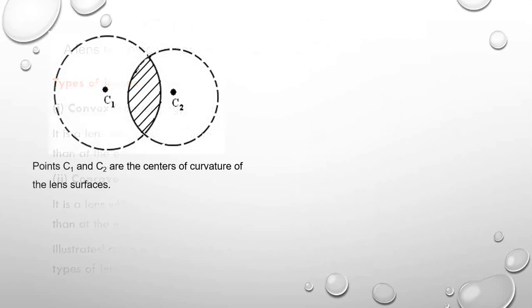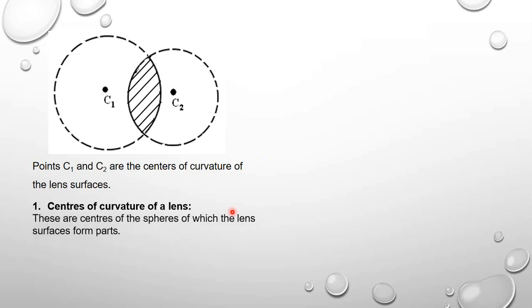Let's look at the terms used. So I have C1 and C2 here. These are the centers of the lens surfaces. Remember, we get the lens from two spherical glasses. So that's how we form this lens. So this is the lens surface, and then this is the lens surface. So these are the centers of the lens surfaces. Let us define the center of curvature of the lens. The center of curvature of the lens we can define as the center of the spheres of which the lens surfaces form part.